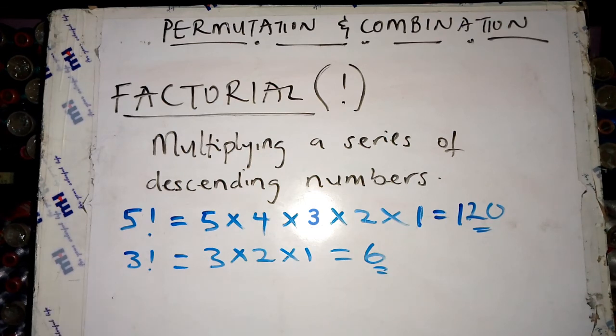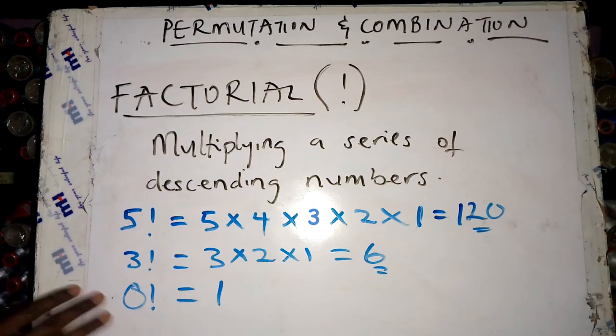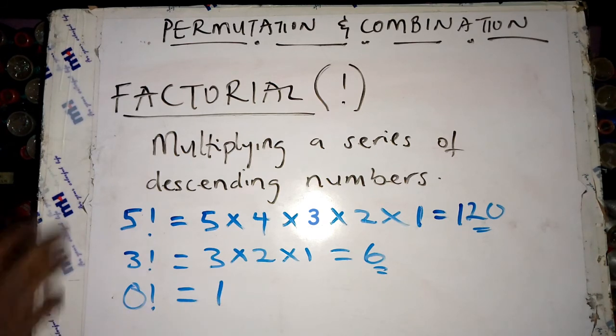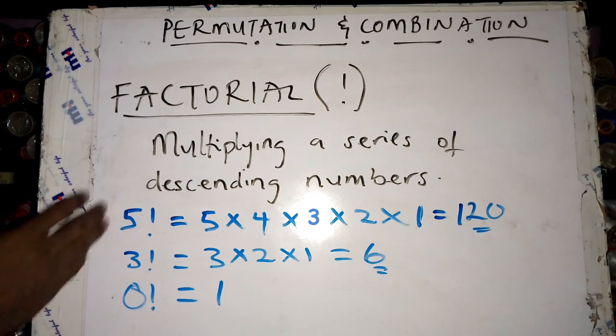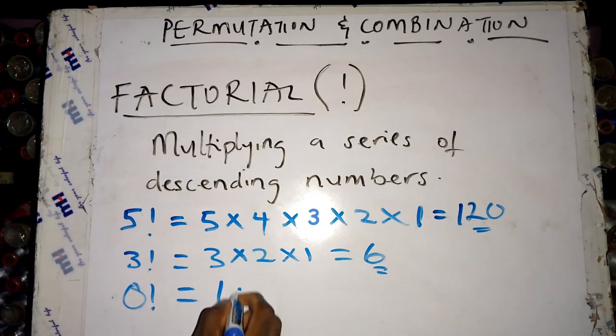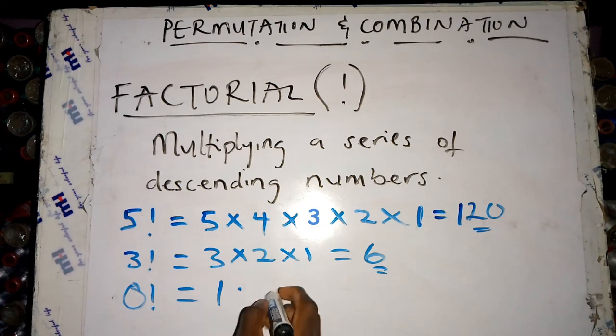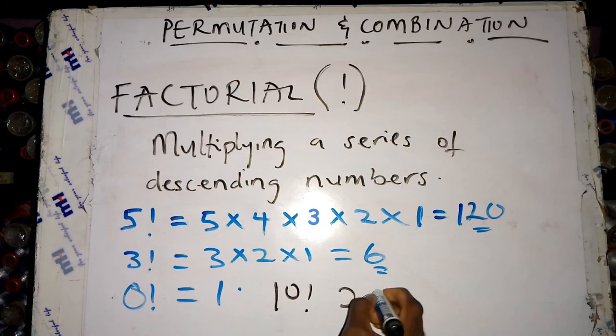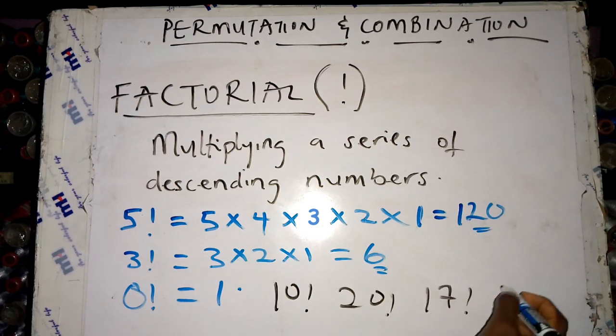Under factorial, it's also important to note that 0 factorial is 1. It is a standard. Once you have 0 factorial, it is 1. So that's what we mean when we talk about factorial. Apart from 5, it can be any number. It can be 10 factorial, 20 factorial, 17 factorial, 50 factorial, depending on what you are calculating or what you are working with.